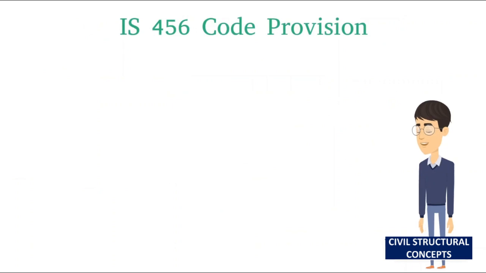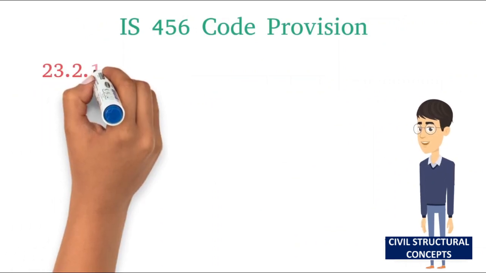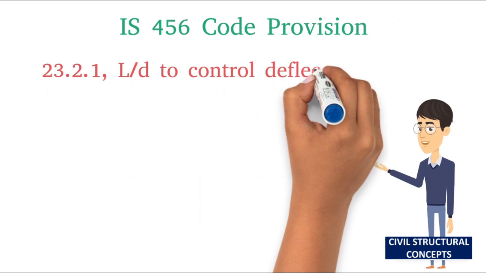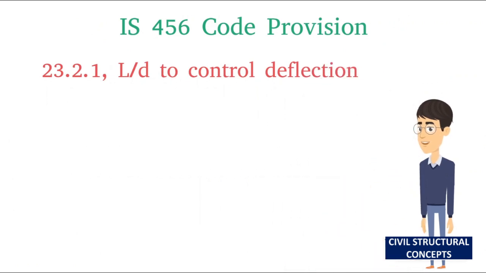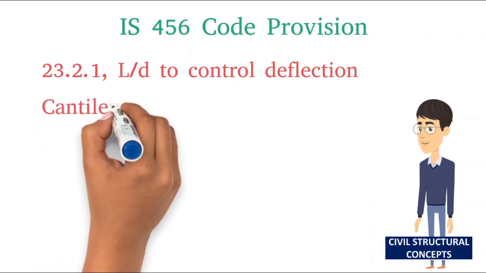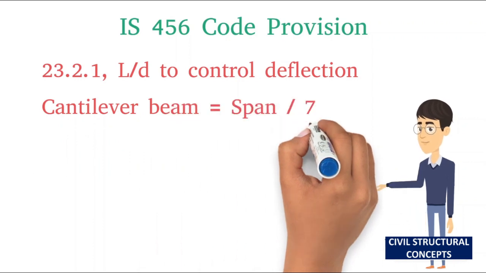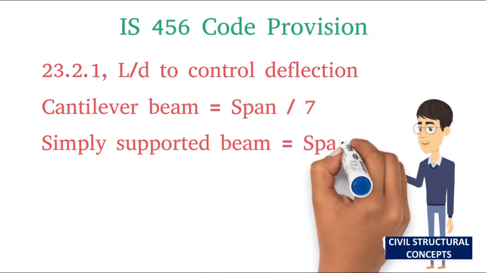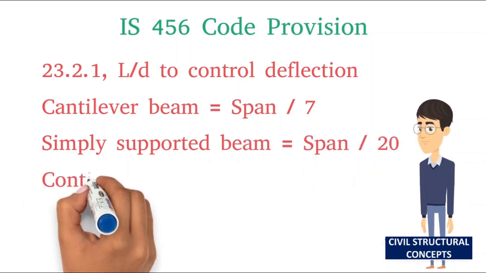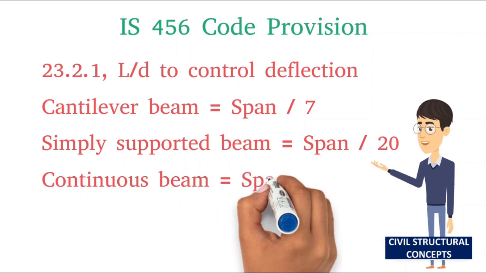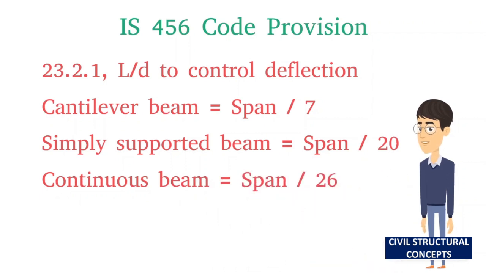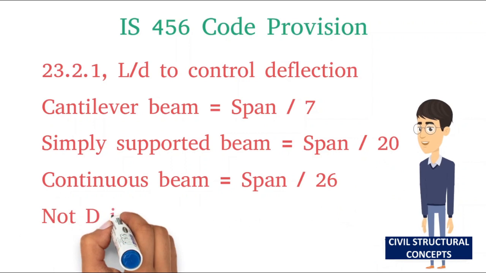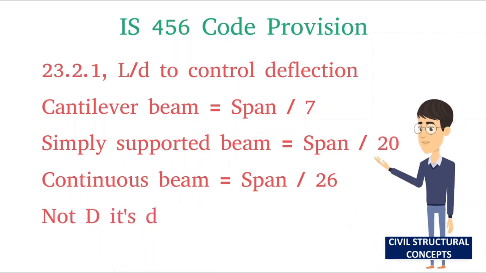Now let us understand what IS 456 recommends. As per IS 456, Clause 23.2.1, basic span to effective depth ratios are provided to control deflection. For a cantilever beam, the effective depth is equal to span divided by 7. For a simply supported beam, the effective depth is equal to span divided by 20. For a continuous beam, the effective depth is equal to span divided by 26. These ratios give the effective depth of the beam, not the overall depth.